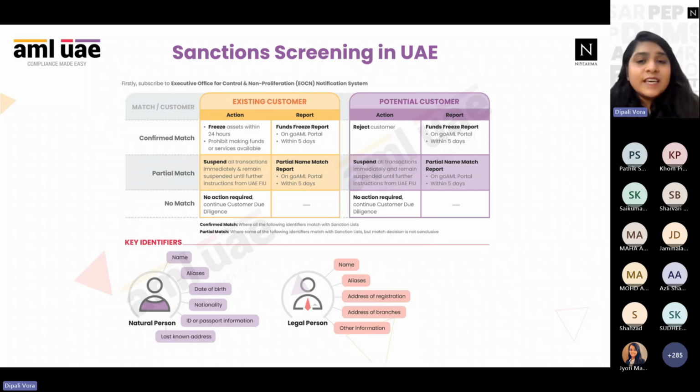One thing to keep in mind is that the fund freeze report and partial name match report are to be filed only if the confirmed matches and partial matches are with respect to the UNSC consolidated list and the UAE local terrorist list. If the match type is with these two lists, only then FFR and PNMR will come into the picture. Otherwise, you may opt for filing a suspicious activity report or suspicious transaction report. This is what the compliance requirement is.